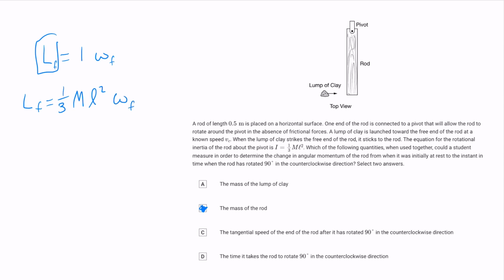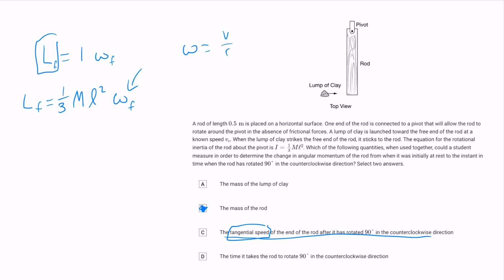Now, the tricky part is that the only other one that's going to give us the missing piece, which is the final velocity, is actually choice C, and I'm going to explain why. It's not angular velocity, so you can't just assume that it's angular velocity. It's tangential velocity, which is our linear velocity. But if you have linear velocity and the radius from your axis of rotation, then you have angular velocity, because you have to remember that omega is equal to v over r. We know what the radius is because we're talking about the tangential speed at the end of the rod, so the radius is going to be equal to L.